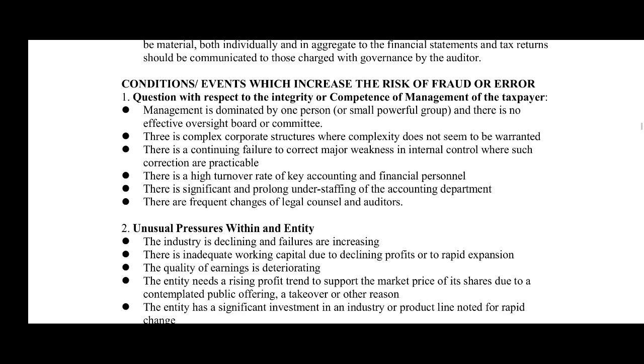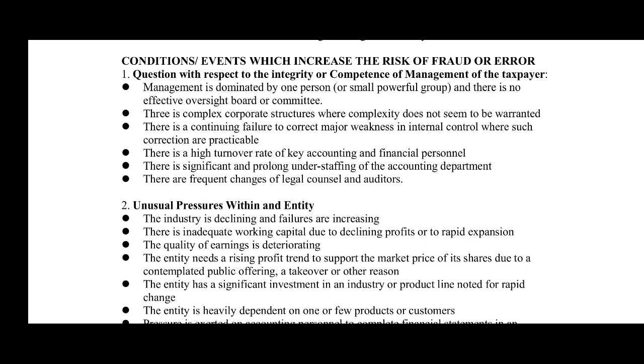Now, let's look at some conditions which increase the risk of fraud and error. First of all, is the question of the integrity or competence of the management of the taxpayer. So you should know that there are some factors. If the management is dominated by one person or a small powerful group and there's no effective oversight board or committee, it could bring question to the integrity of the management. Also, sometimes there could be complex group structures where complexity does not seem to be warranted. Sometimes there's a continuing failure to correct major weaknesses in their internal control systems, where the corrections can actually be done, but they will not do it.